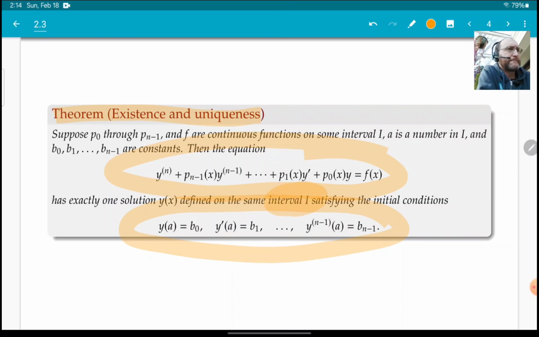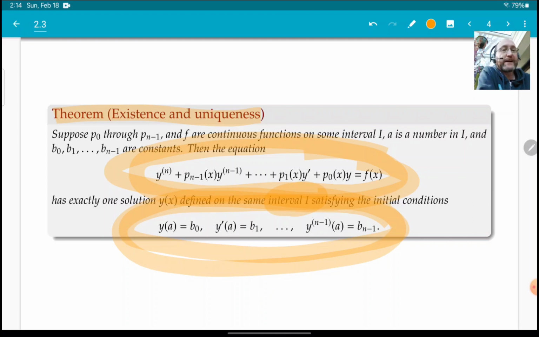entire interval I, right? So for linear equations, we're never going to get something that blows up after some small amount of time. It's always going to exist wherever the equation is nice, and you're going to get a unique solution given sufficiently many initial conditions. So the function value, the first derivative, all the way up to the n minus first derivative, right? So if I give all of those, it guarantees a unique solution to this, right?